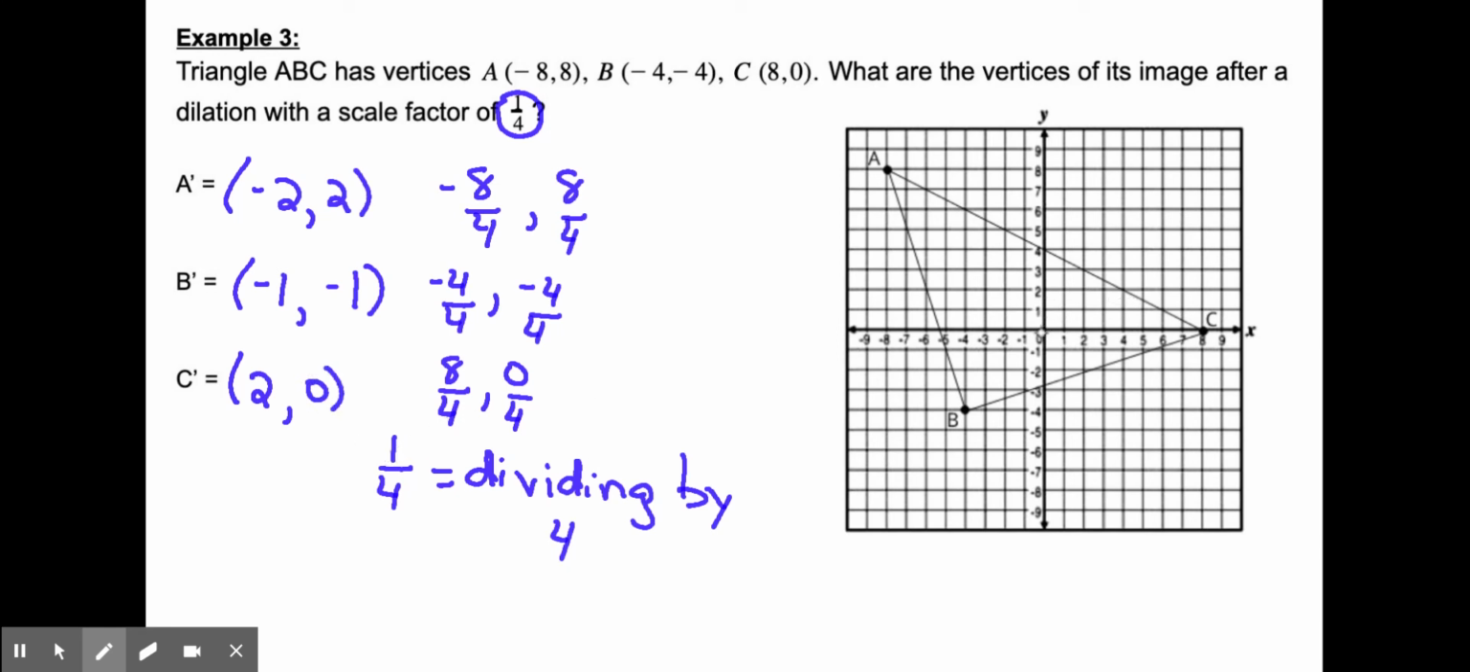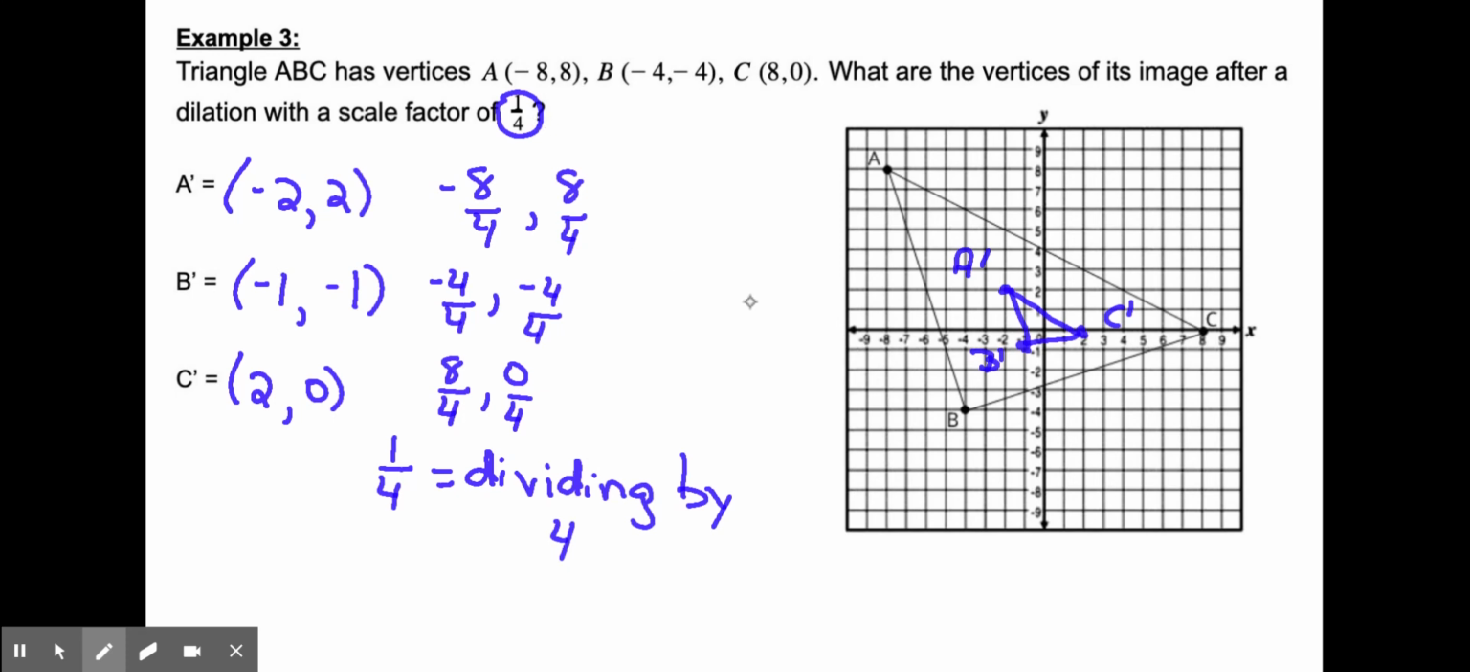So let's just graph this one just to see. So I have (-2, 2), that's A prime. (-1, -1), that's B prime. And C prime is at (2, 0). So there's C prime. Let's see if I can connect these and it looks like a triangle. So look at that. That's a fourth as big, right? That's a smaller triangle, and it's a fourth the size of the original, of the pre-image.